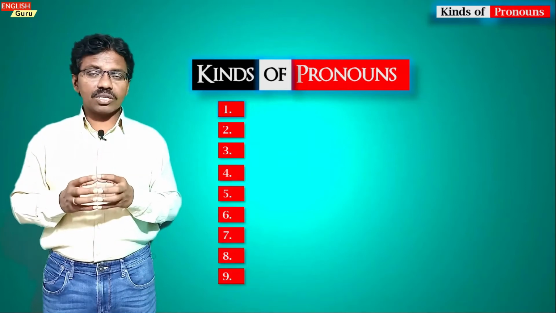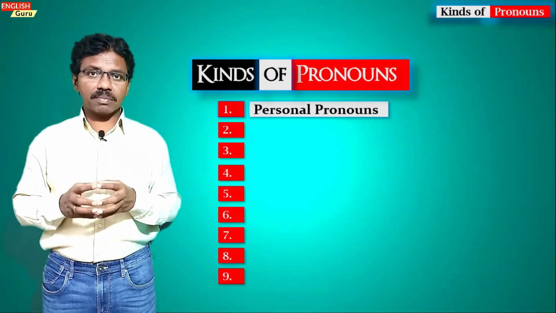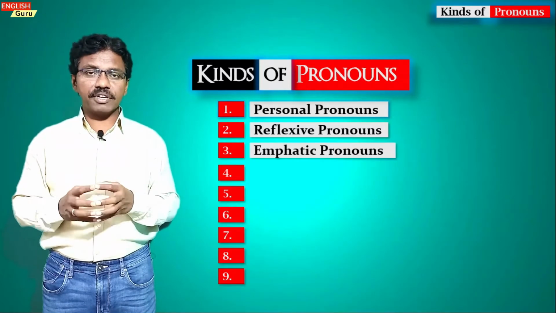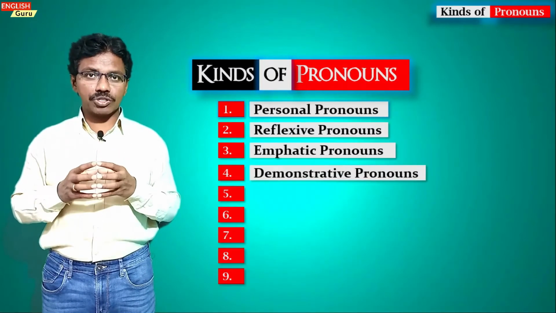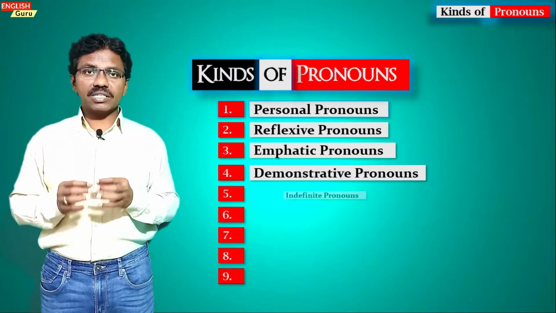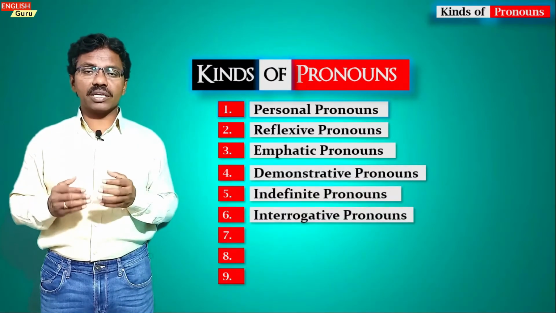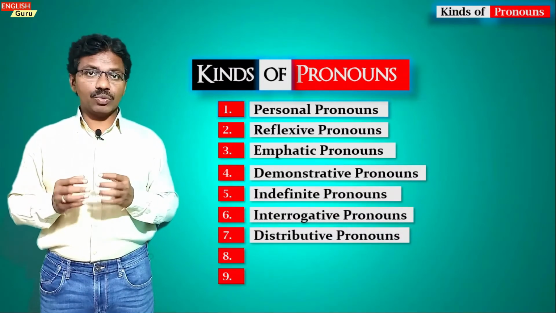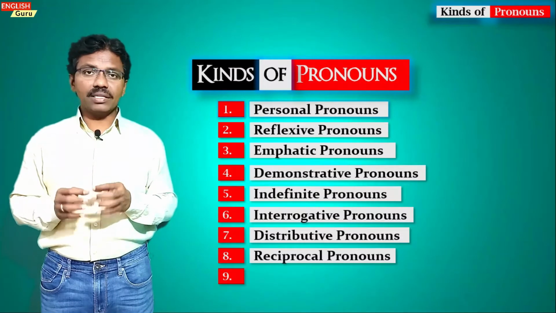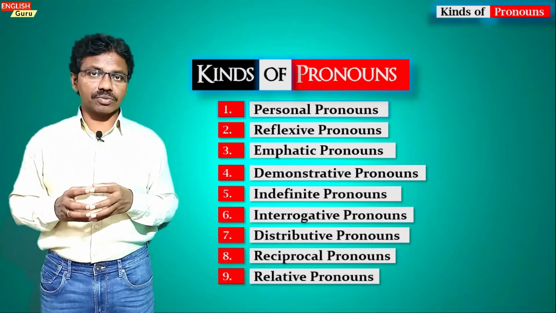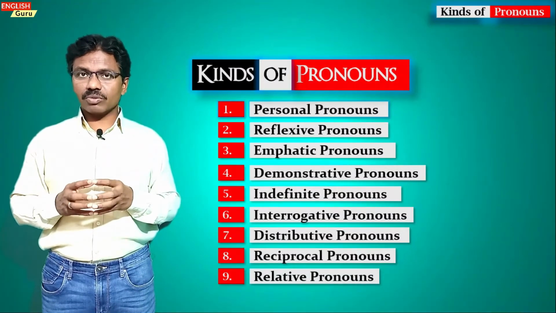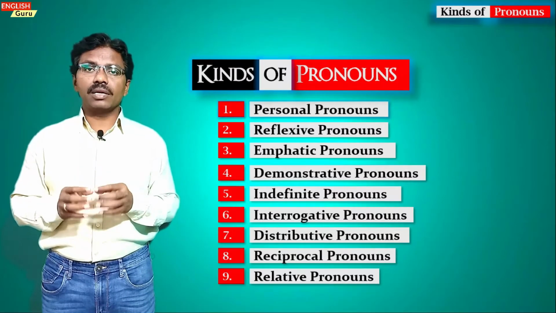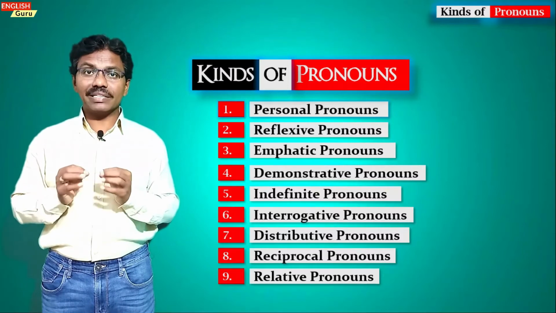The kinds of pronouns are: the first one is personal pronoun, the second one is reflexive pronoun, the third one is emphatic pronoun, the fourth one is demonstrative pronoun, the fifth one is indefinite pronoun, the sixth one is interrogative pronoun, the seventh one is distributive pronoun, the eighth one is reciprocal pronoun, and the ninth one is relative pronoun. These are all the different kinds of pronouns in the English language. Now let us try to understand each pronoun in detail.